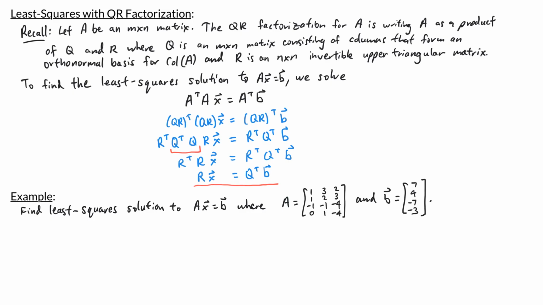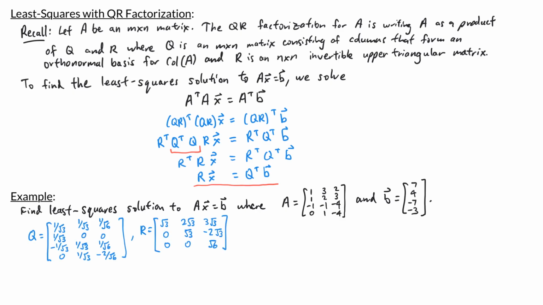Here we want to find the least square solution to A times x equals b, where A is the matrix with rows (1, 3, 2), (1, 2, 3), (-1, -1, -4), (0, 1, -4), and b is the vector (7, 4, -7, -3). In our QR factorization video, we saw that the QR factorization for this matrix A is the following.